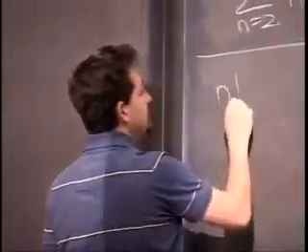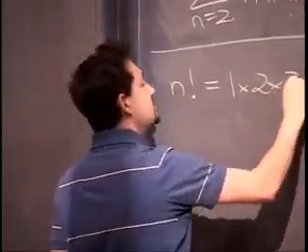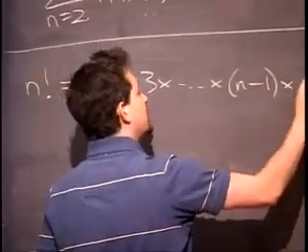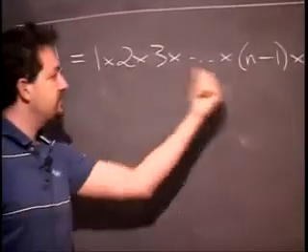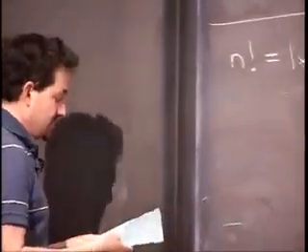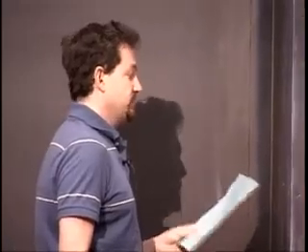So first of all, let me remind you that n factorial is the product 1 times 2 times 3 all the way up to n minus 1 and n. It's actually good practice trying to write down a few terms on either side, the beginning and the end, so that you know what's going on.